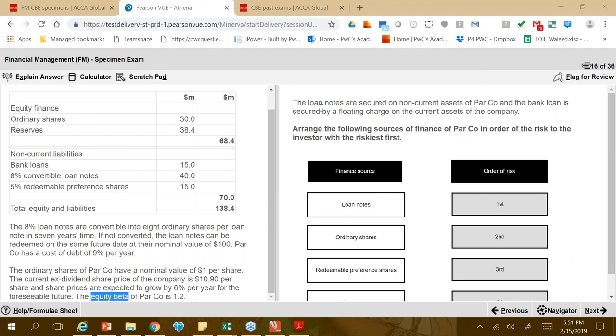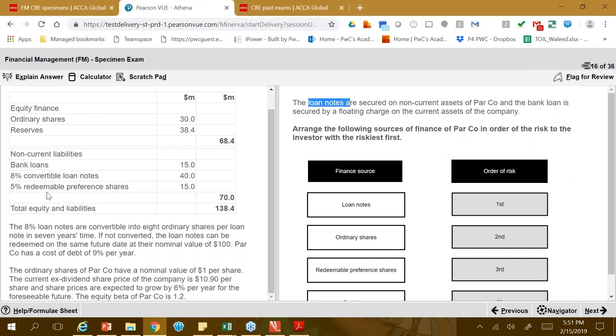The loan notes are secured. Which loan notes? These loan notes, the convertible loan notes, are secured on non-current assets of Power company. And the bank loan is secured by a floating charge on the current assets of the company. So both are secured debt. Something is secured on the non-current assets, something on the current assets. Which one is safer?